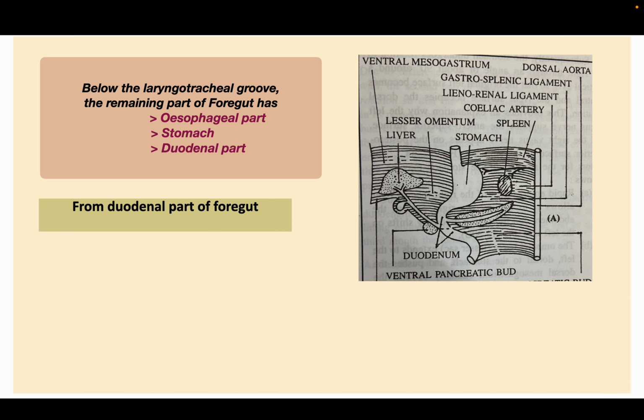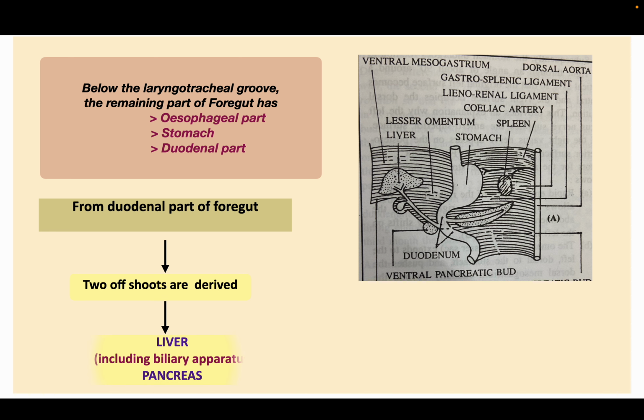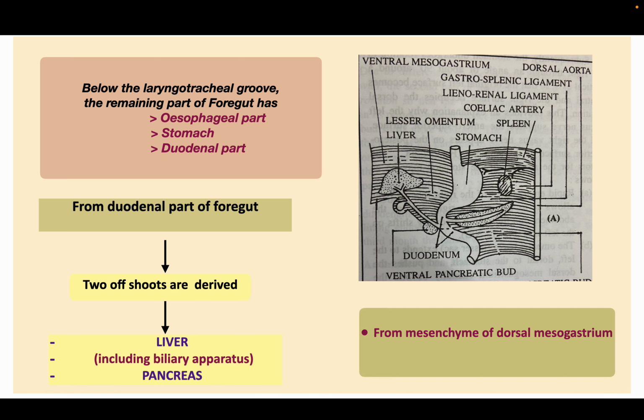Now from the duodenal part of the foregut, you can see two offshoots are derived. One offshoot is coming from this side and another is coming from this side. So what are these offshoots basically? These are the offshoots for liver and pancreas. So liver is including the biliary apparatus too.